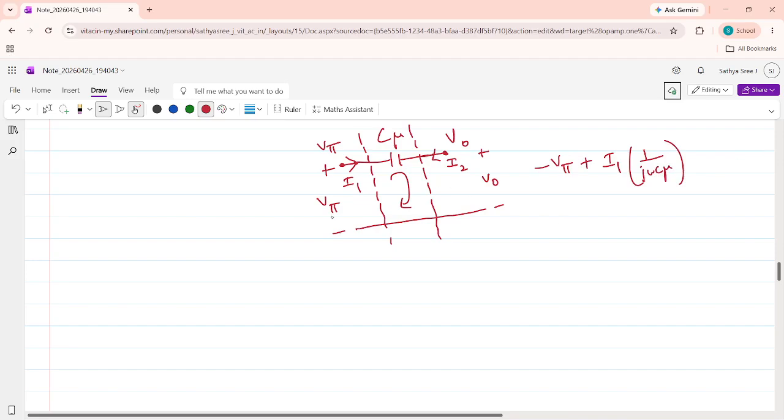So minus V pi plus I1 multiplied by 1 by j omega C mu, and finally plus V naught equal to 0. This is one equation. From this equation I can get V pi. So V pi equals I1 multiplied by 1 by j omega C mu plus V naught. Similarly, I will write an equation in terms of I2. So I will delete this.